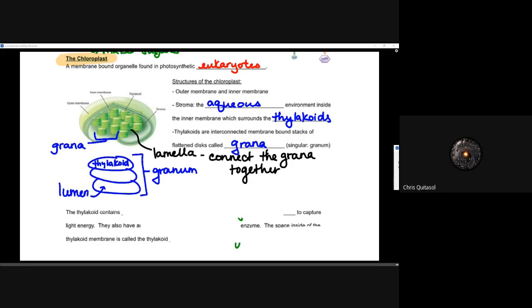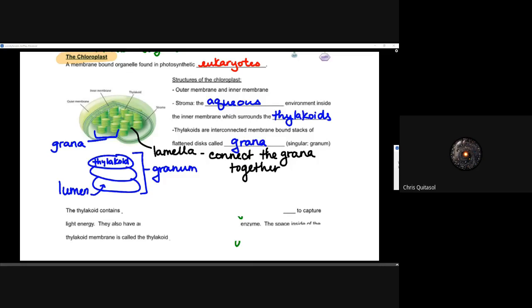The thylakoids are a bunch of interconnected membrane-bound stacks of flattened discs called grana, singular granum. So those flattened discs are going to be the focus of our conversations revolving around photosynthesis for the vast majority of this day. The lamella connects those grana together. And ultimately we have those stacks of thylakoids, which are going to be where the photosynthesis light-dependent reactions really happen. And I'll talk more about that coming up next.